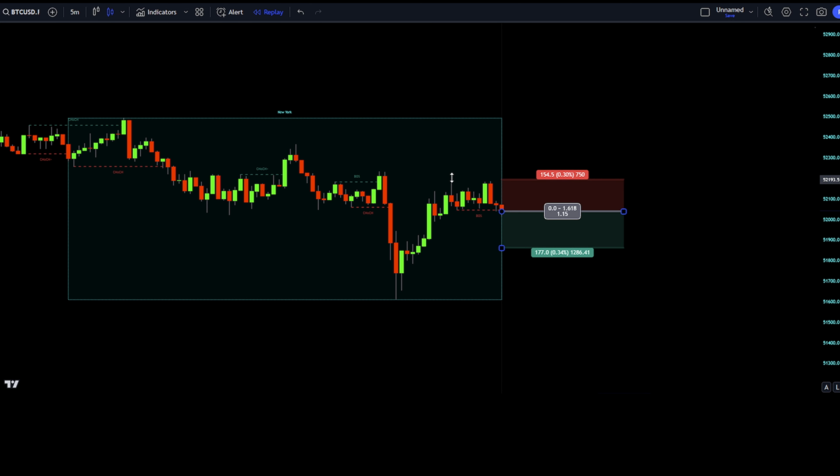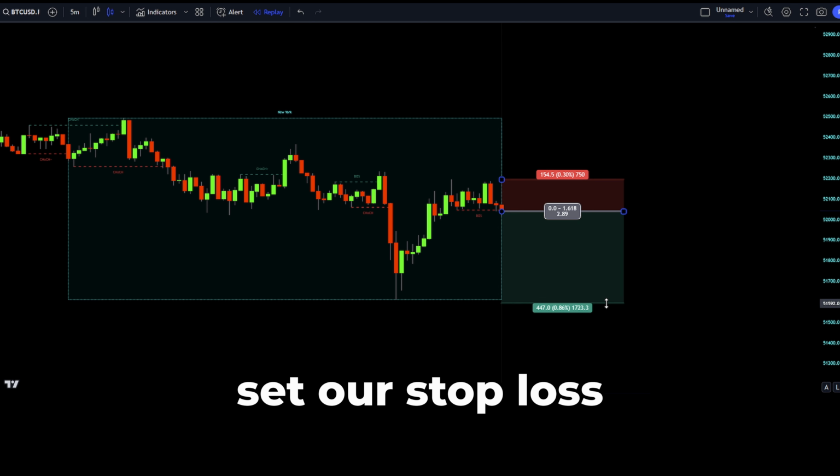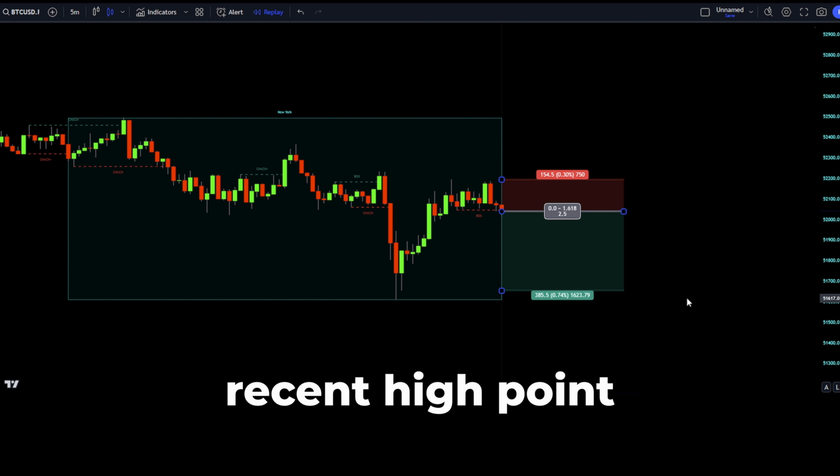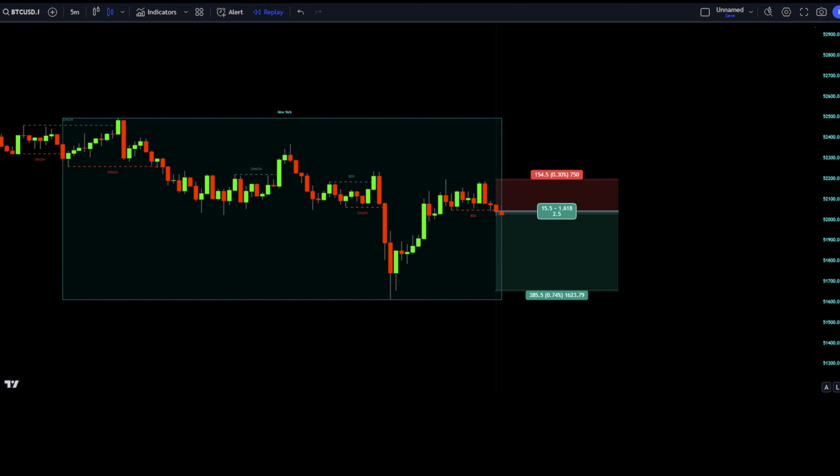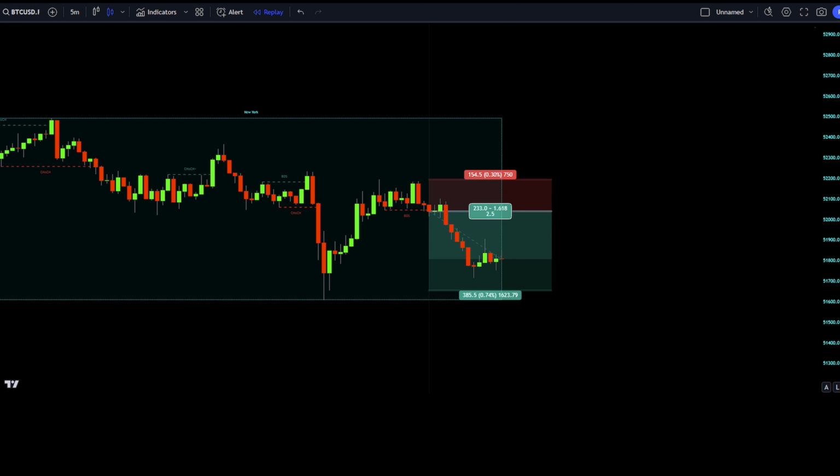Once these conditions are met, we place a sell order at the close of the candlestick, set our stop loss just above the most recent high point, and aim for a 1 to 2.5 risk to reward ratio to maximize our trading efficiency.